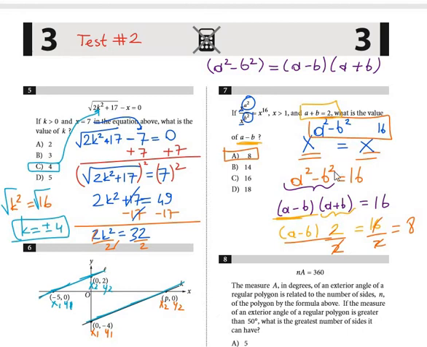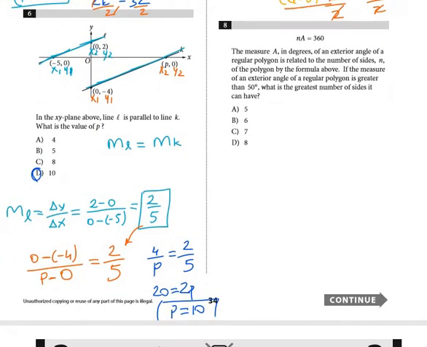Okay, question number 8. The measure A in degrees of an exterior angle of a regular polygon is related to the number of sides n of the polygon by the formula above. So we were given the formula above, which is n times a, where a is the exterior angle here and n is the number of sides here, according to the given function.